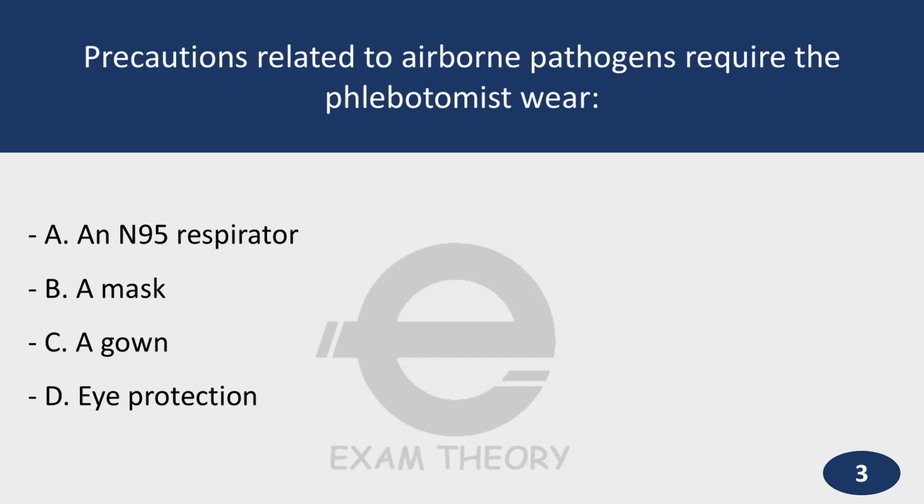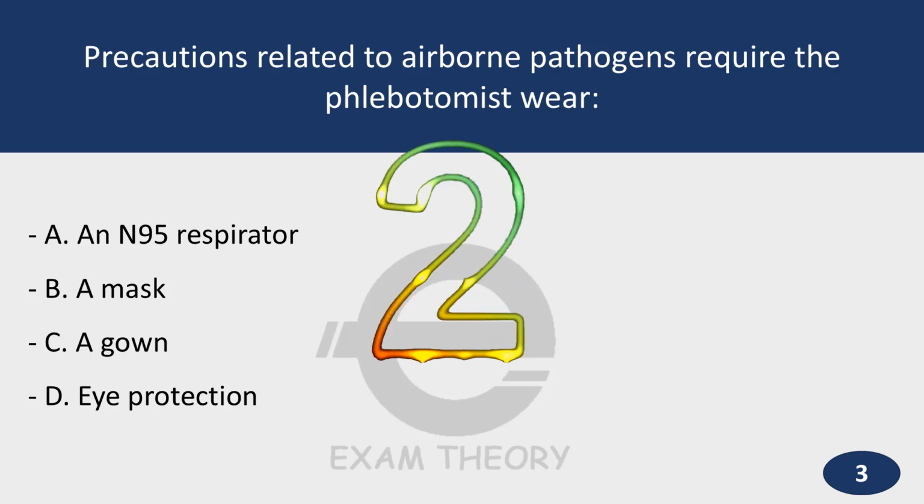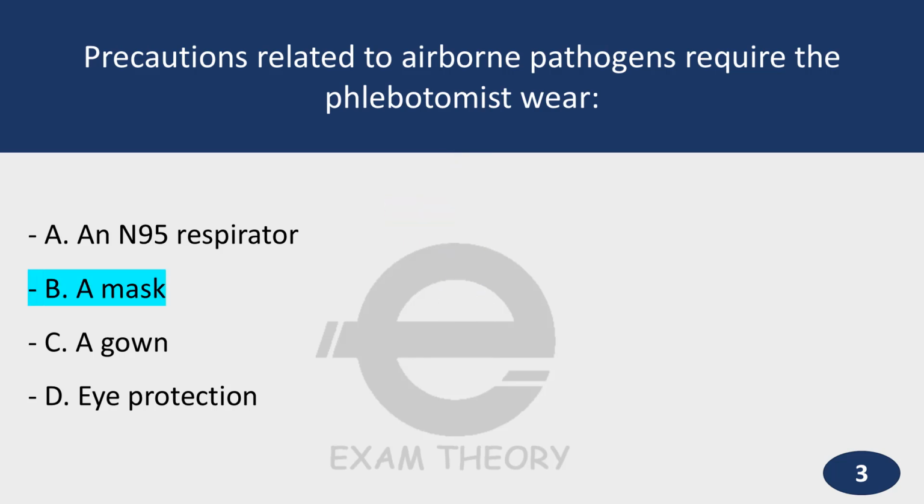Precautions related to airborne pathogens require the phlebotomist to wear: A. An N95 respirator. B. A mask. C. A gown. D. Eye protection. The correct answer is B. A mask.